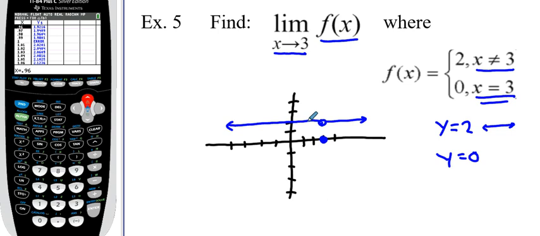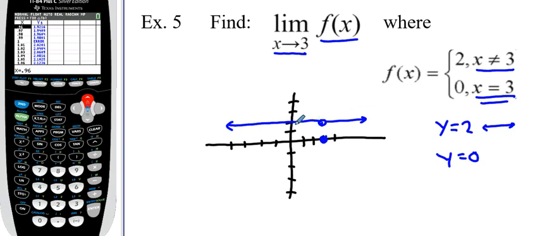The value of y is 2. When x gets closer and closer to 3, the value of y is 2. Now, when x does equal 3, the value of y is 0. But to be honest, we don't care. That's thinking algebraically. We don't want to think algebraically. We don't want to say, when x equals 3, what does y equal? That's this number. We want to say, when x gets closer to 3, what does y get closer to?